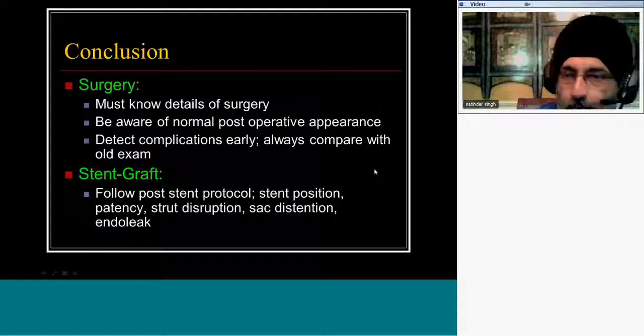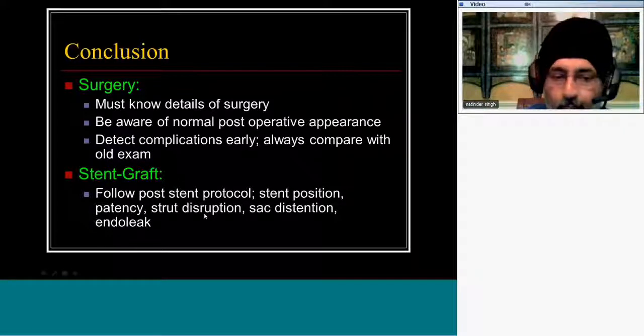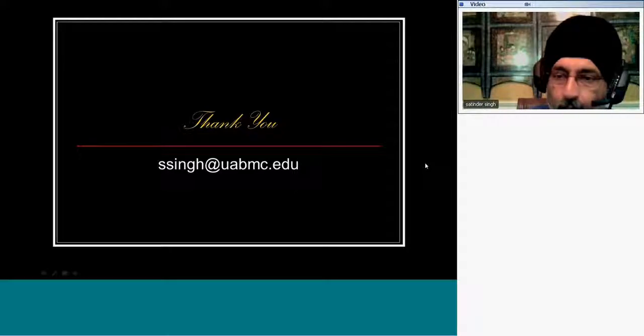So in conclusion, for open surgical procedures, you should know the details of the procedure, be aware of the normal postoperative appearance of the aortic aneurysm sacs, and one must detect complications early by doing surveillance imaging, and always compare with the old exam. That will help a lot. For stent grafts, follow the stent protocol, look for the stent position, any patency, any stent disruption, sac distension, endoleak, etc. With that, thank you very much.